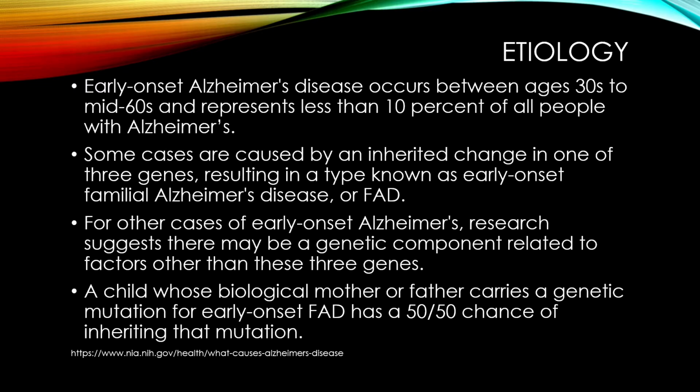All right, early onset of Alzheimer's disease occurs between your ages 30s to mid-60s, and represents about 10% of all people with Alzheimer's. And some cases are caused by an inherited change in one of 3 genes. And then for other cases of early onset Alzheimer's, research suggests that there may be a genetic component related to factors other than these 3 genes.